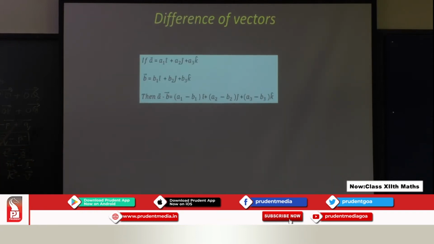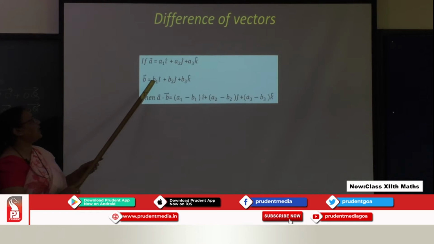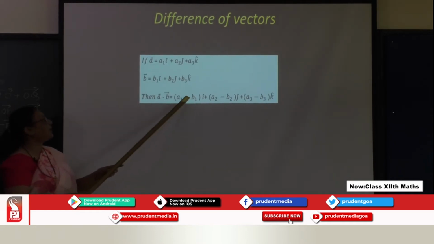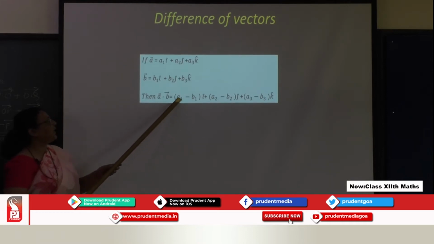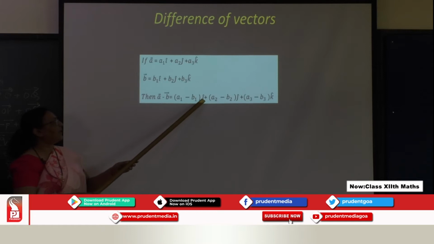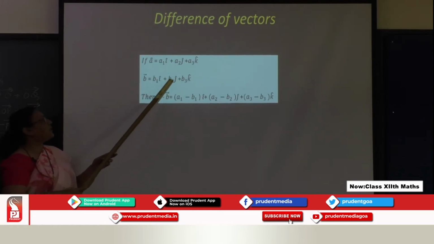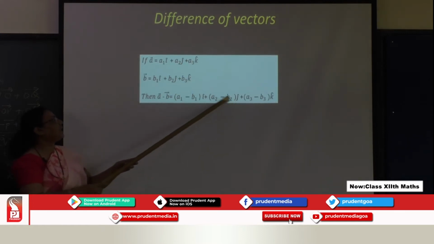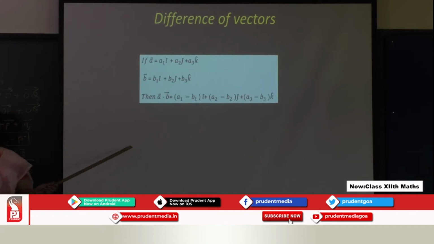Subtraction of two vectors works the same way, it's very easy. Just subtract, like how you added previously. In place of the plus sign, a minus sign will be there: A1 minus B1 i cap, that is a unit vector, then A2 minus B2 j cap, and then A3 minus B3 k cap. So these two vectors are subtracted in this way.